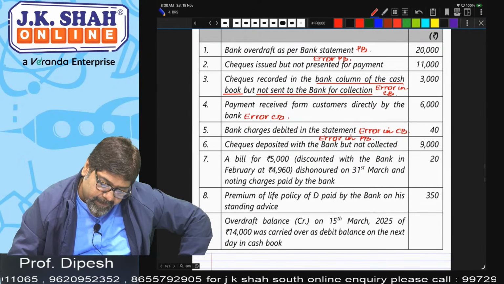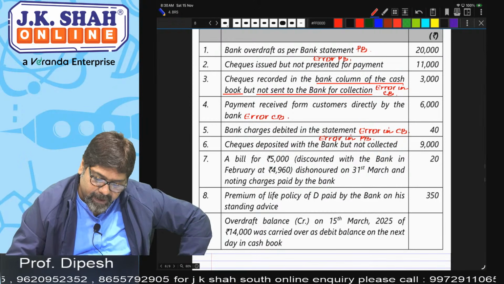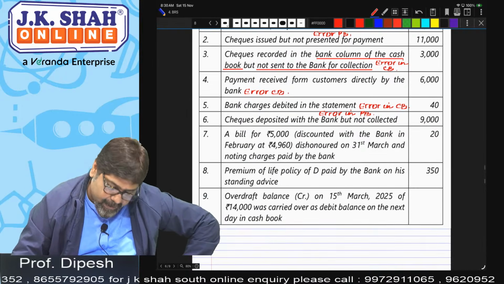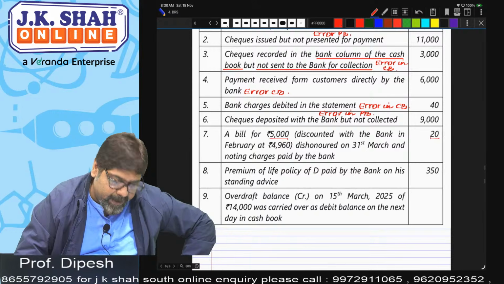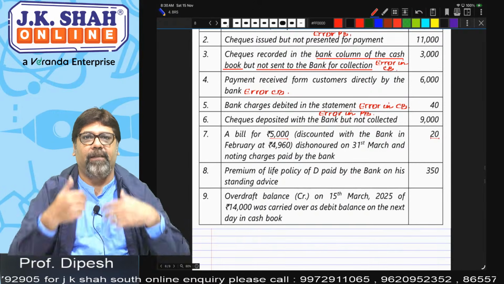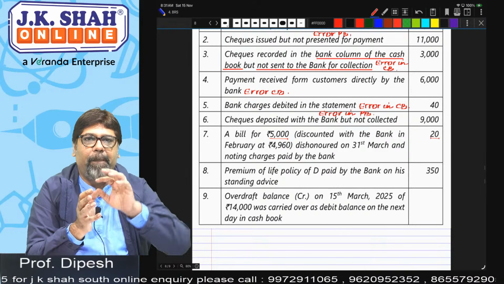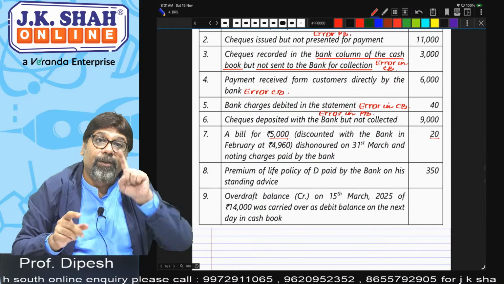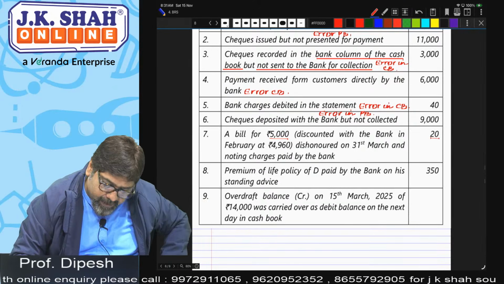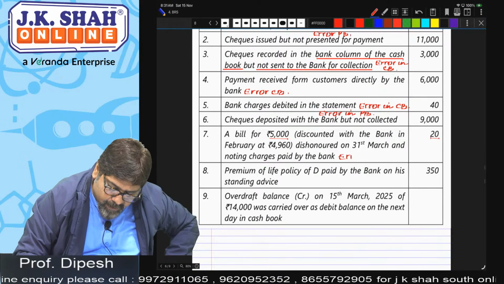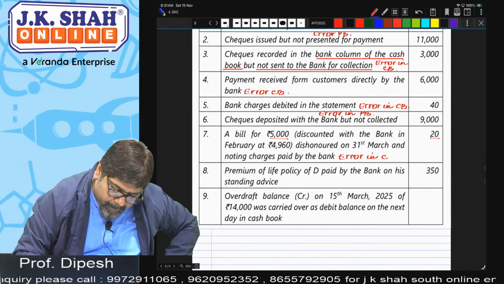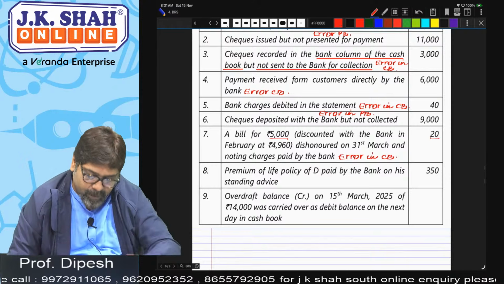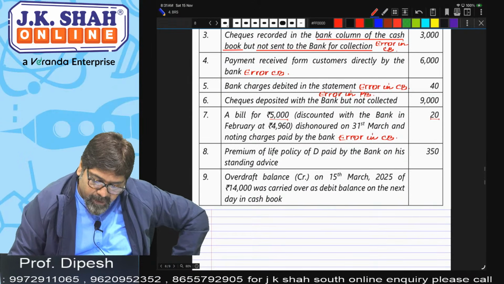Correct. A bill for rupees 5,000 discounted with the bank in February for 4,960 dishonored on 31st of March, noting charges paid by the bank. So how much are we supposed to pay? 5,020. The bill was dishonored, so the bank deducted from our account the 5,000 of the bill plus 20 rupees noting charges. It is recorded in the passbook, not recorded in the cash book. So error in cash book.